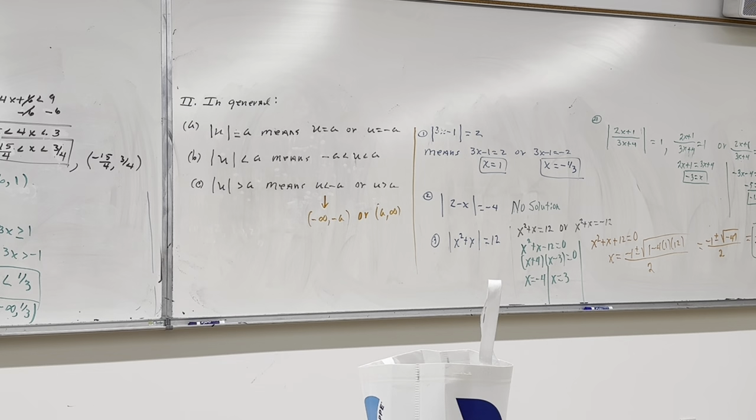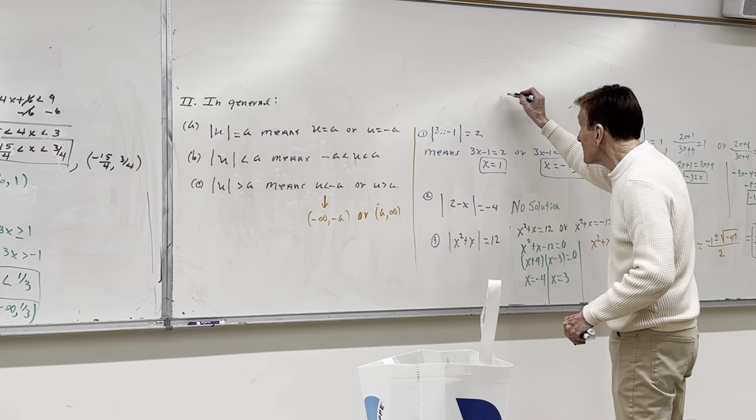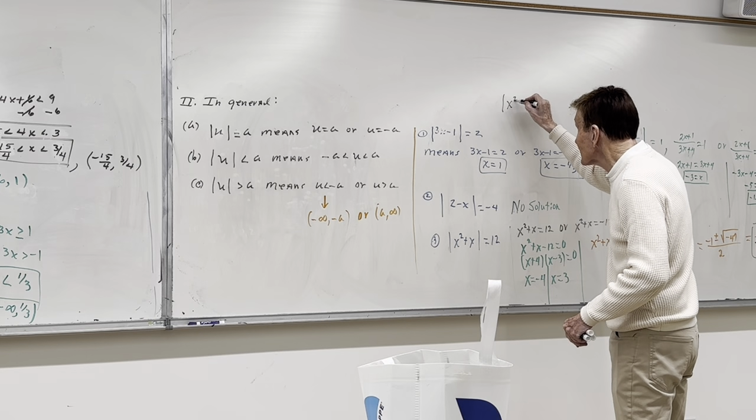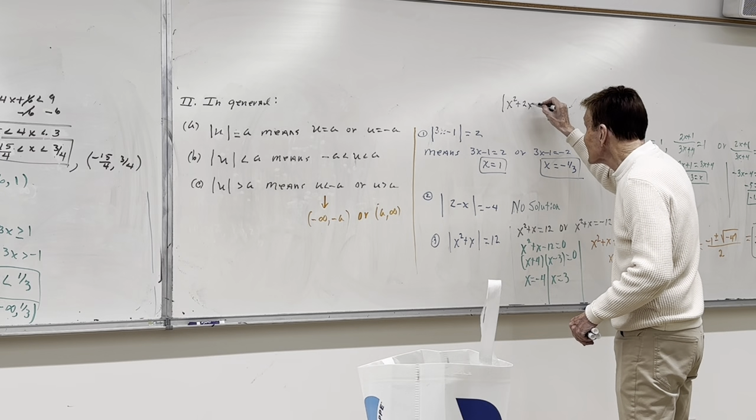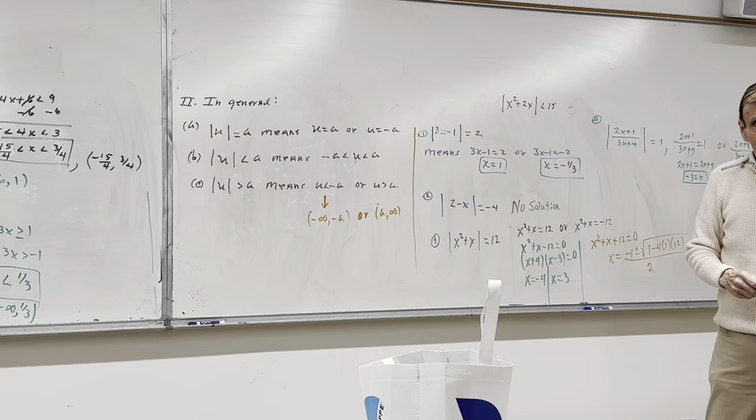Tim, read the last one. The last one, absolute value of x squared plus 2x less than 15. Hang on. x squared plus 2x is less than how much? 15. Let me just set this up for you real quickly.